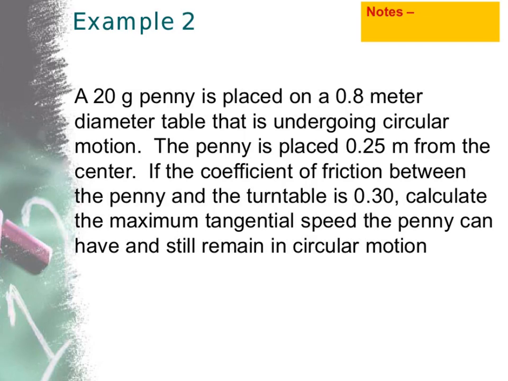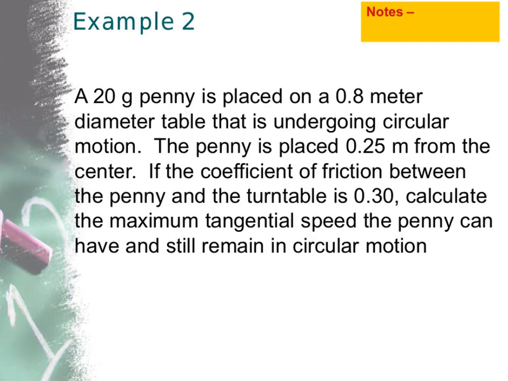Okay, so let's go through this second example here. We have a 20-gram penny that's placed on an 0.8 meter diameter table undergoing circular motion. The penny is placed 0.25 meters from the center. If the coefficient of friction between the penny and the turntable is 0.30, calculate the maximum tangential speed the penny can have and still remain in circular motion.